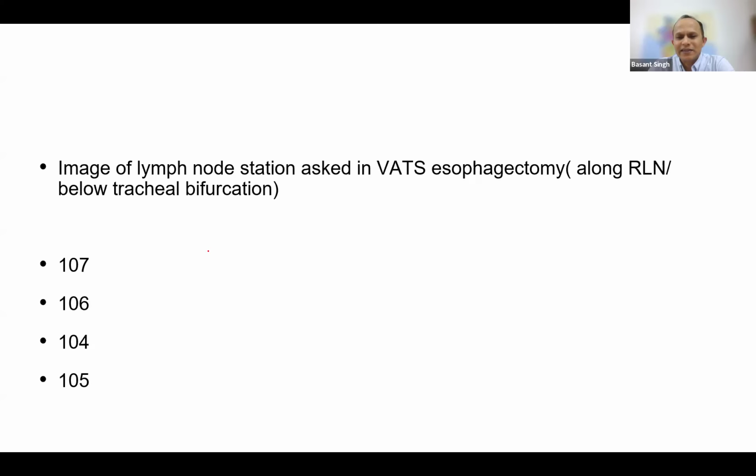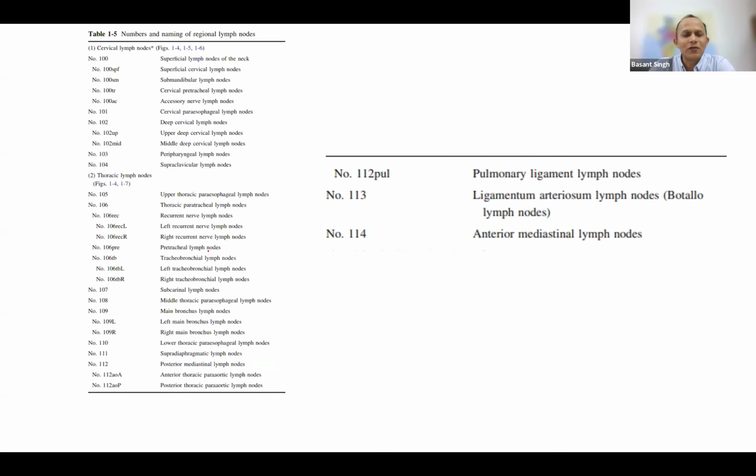So 106 station is your recurrent laryngeal nerve. If you see this, I've taken it from the Japanese paper only. Here they have clearly defined your lymph nodal stations, because they do this very meticulous lymphadenectomy. If you see station 106, it includes your thoracic paraesophageal, thoracic paratracheal, and 106 recurrent laryngeal nerve nodes. Okay, so all these 106 stations have also been subdivided. Okay, so 106 has a lot of lymph nodes.